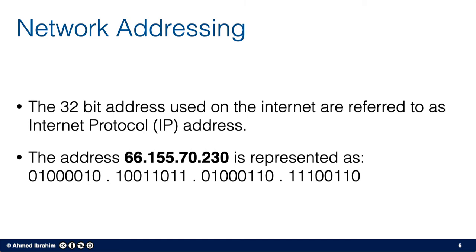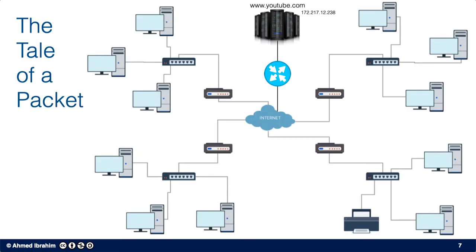So the 32-bit addresses used on the internet are referred to as the IP address, as we said. And whenever you see an address that looks like that, you know that it is a representation of a very long 32-bit address, where this first number here is translated back to this binary, and then this number is translated to this binary, this number is translated to this binary, and this number is translated to this binary. And now you have an understanding of what an IP address is and how we represent it in the 4-octet dotted decimal representation. So let's take a look again at this scenario.